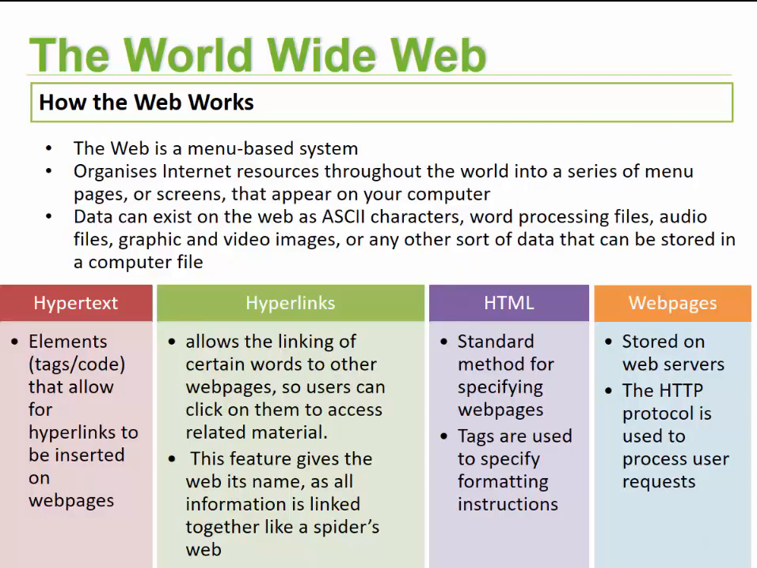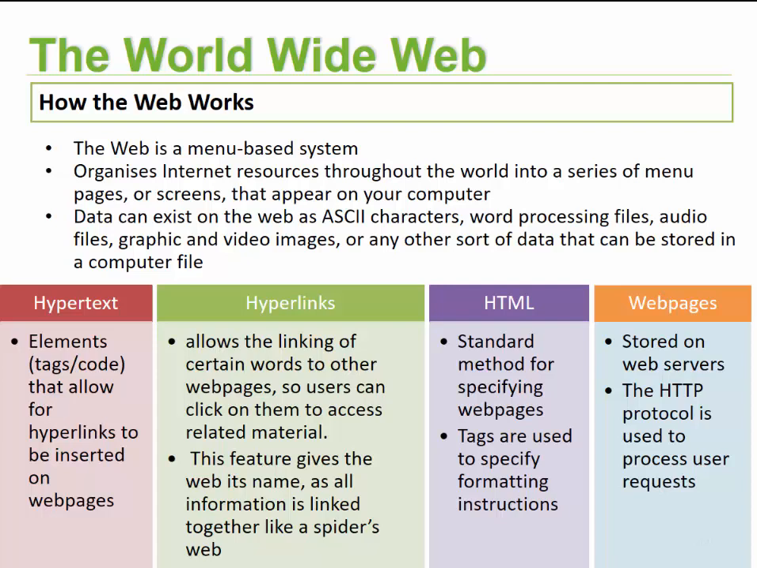Now let's look a little more at some additional terminology that we find when we talk about the web. The web is a menu-based system, meaning that whenever you go to websites or web pages, you would typically find that there's links or icons, and if you click on that, it would extend and it would show you further possibilities or pages that you can go and click on and link to. So there's various menu pages, screens, and all of these upon user interaction will appear on your computer.